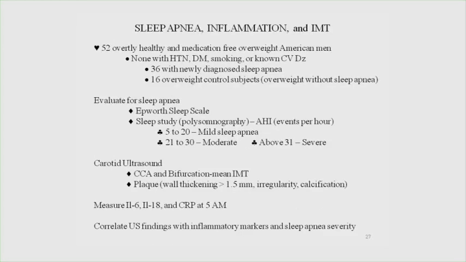In this study, we're going to take 52 overtly healthy and medication-free overweight American men, none with hypertension, diabetes, smoking, or cardiovascular disease. They're overweight without a lot of sequelae, except 36 had newly diagnosed sleep apnea, 16 were overweight, but they didn't have sleep apnea. You're going to evaluate their symptoms by the Epworth Sleep Scale. You're going to do a sleep study to rate the severity of their sleep apnea. You're going to do a carotid ultrasound looking for plaque and looking for IMT. Then you're going to measure inflammatory mediators at 5 in the morning after a poor night's sleep. You're going to correlate the ultrasound findings and the inflammatory mediator levels with the severity of sleep apnea.